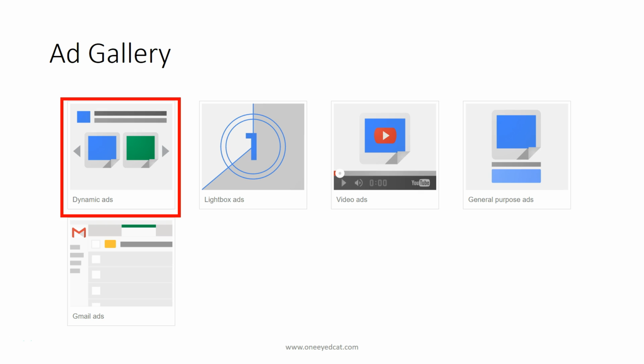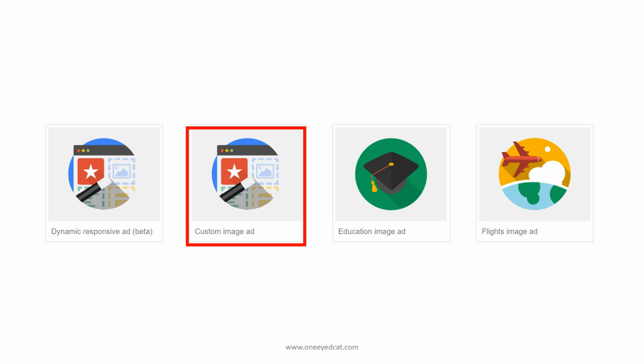Now, the final option in that list was Ad Gallery. This is where you need to come to create your dynamic shopping ads. So we won't bother with any of the others, they're not relevant for now. When you click on dynamic ads, as I'm recording this, we've got one dynamic responsive ad, which is in beta mode on the left there. The traditional, standard one that we've all been using up until now is the custom image ad that I've got highlighted there.